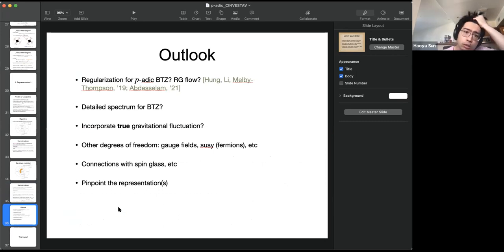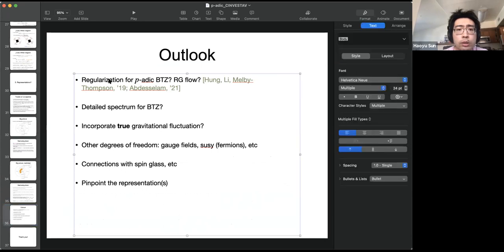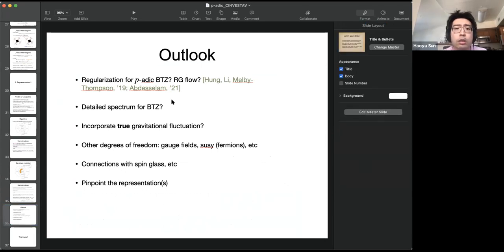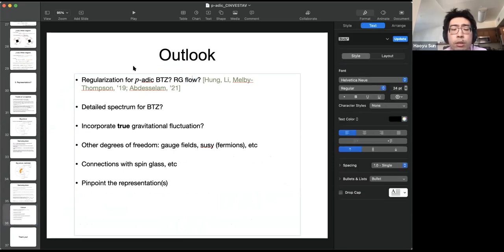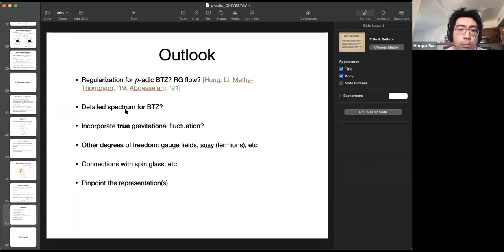Okay, now for the outlook. Again, as I have said, the regularization for the p-adic BTZ black hole is unknown. Maybe one needs to resort to some p-adic version of RG flow, which is talked about in this 2019 paper and also in the earlier talk by Malik. And one can look into the detailed spectrum of the BTZ black hole. And again, up to now, we only talk about scalars, and it is desirable to talk about true diffeomorphisms, both large and small, on the Bruhat-Tits tree. And also one would like to introduce other degrees of freedom like gauge fields and supersymmetric fermions on the tree.